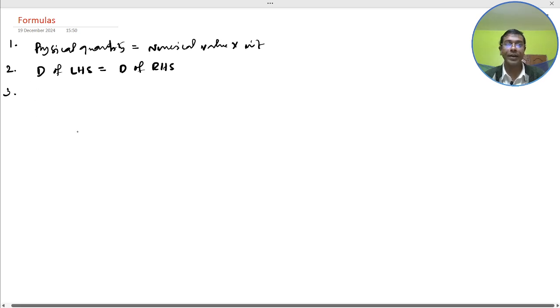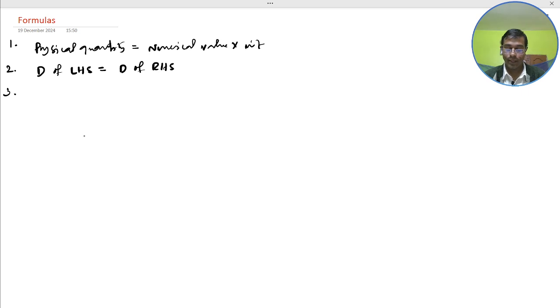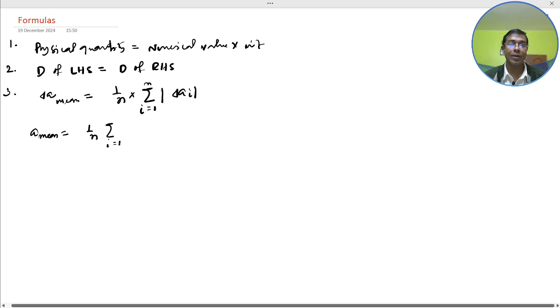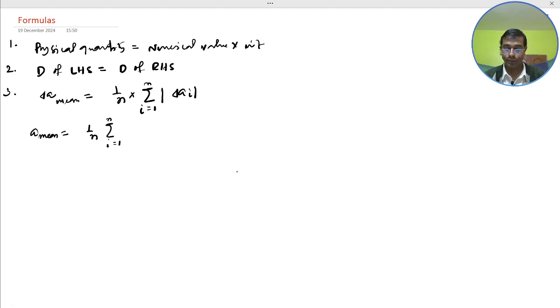And third one, the mean absolute error. Basically it is defined as del A mean, which is equal to the mean absolute error, 1 by n into the sum over i from 1 to n of modulus of del A i, and the arithmetic mean is equal to 1 by n sum over i from 1 to n of A i.